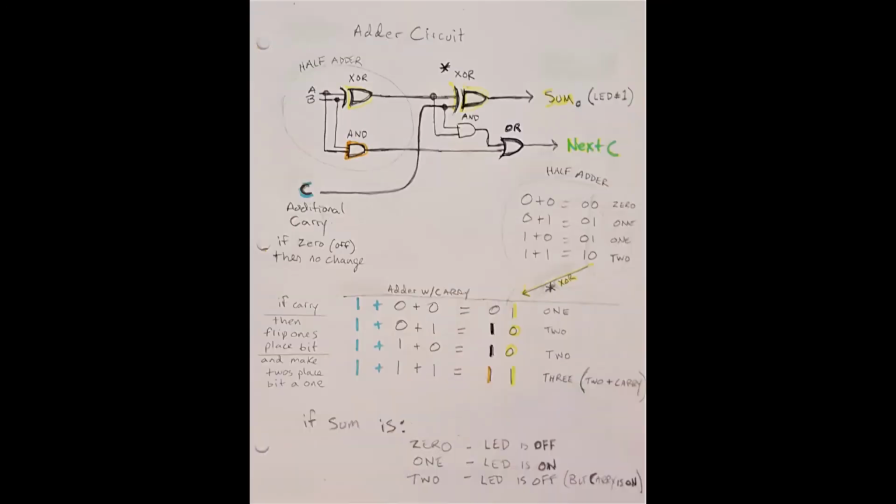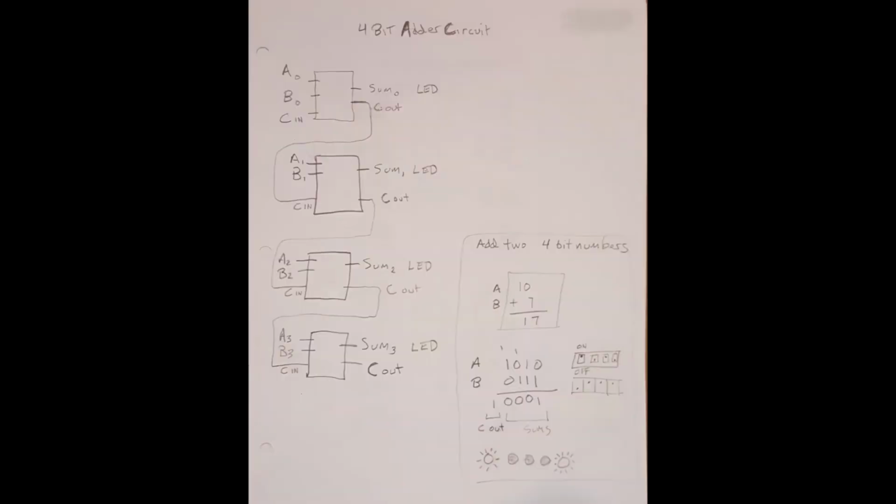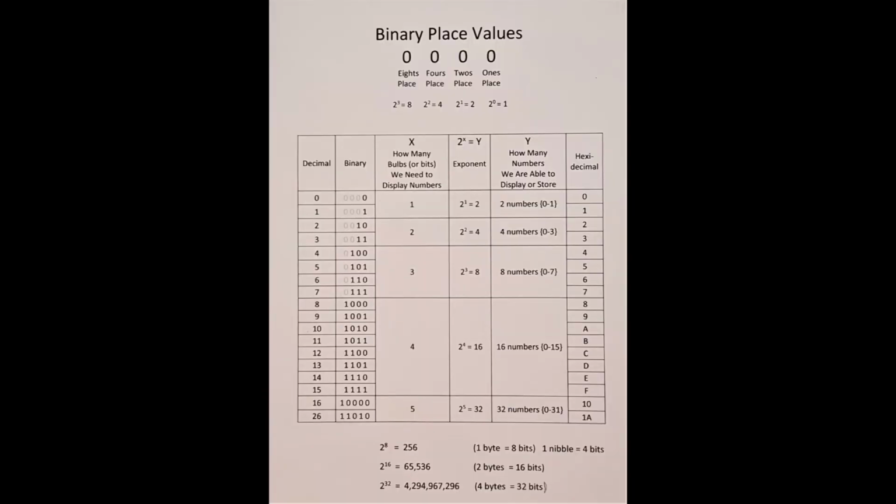This circuit diagram shows how the two half adders are joined by an OR gate to make a full adder with a carry. And in this diagram, we see how multiple adders can be linked to handle larger and larger numbers. In yet another chart, we can see our list of binary numbers and how many bulbs or bits would be needed to display a given number group.